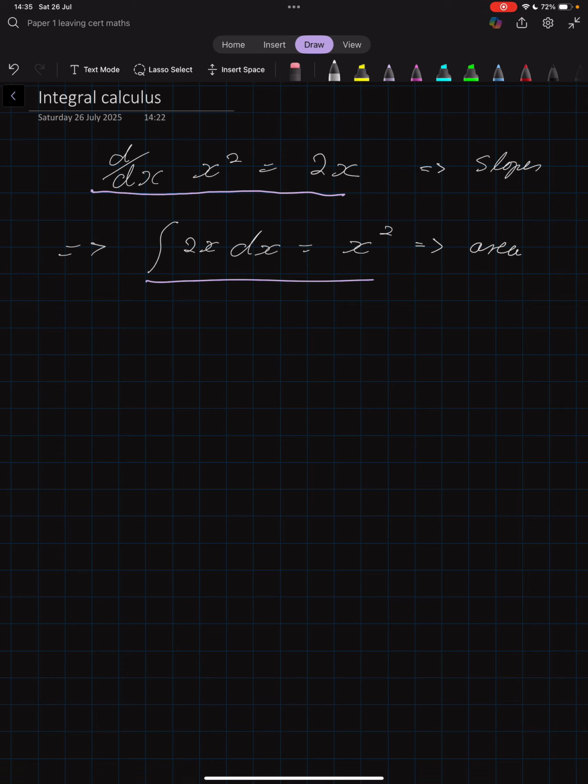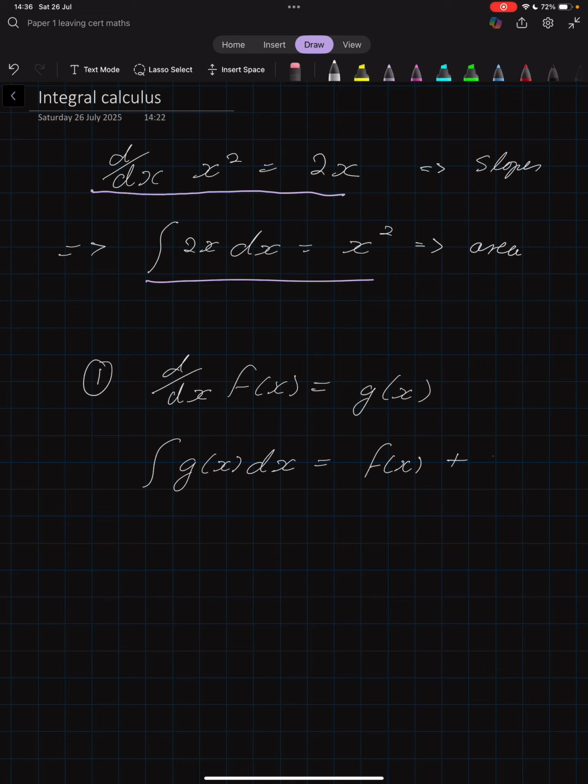For my first part, if you differentiate a function, so let's say d dx of f of x, and you get g of x, then if you integrate g of x dx, you should get f of x plus c. So in integration, we have this thing plus c.